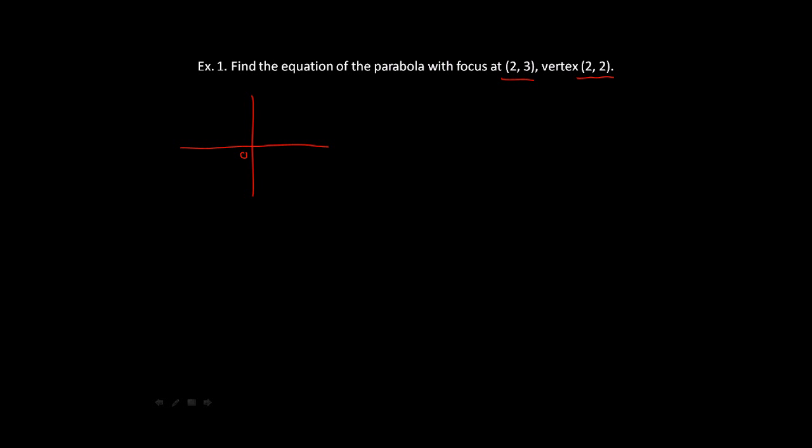We know that the parabola will have a focus point at (2, 3). So let's say this is 2, and this is 3. The focus will be here. And the vertex is at (2, 2), so it is slightly lower here, and let's say it is V. Now from here you know that the parabola will look something like this. Because this is the focus point and this is the vertex, right away you know which form of the general equation you are going to use, which is this one.